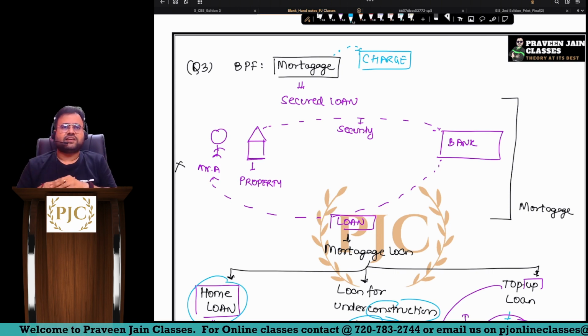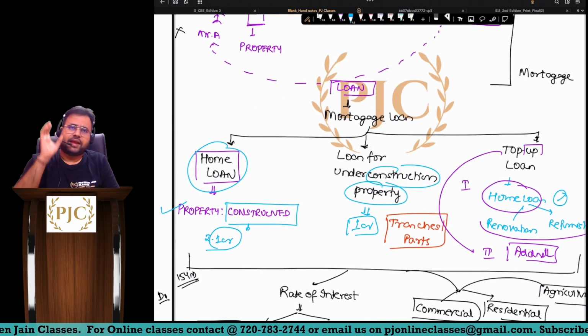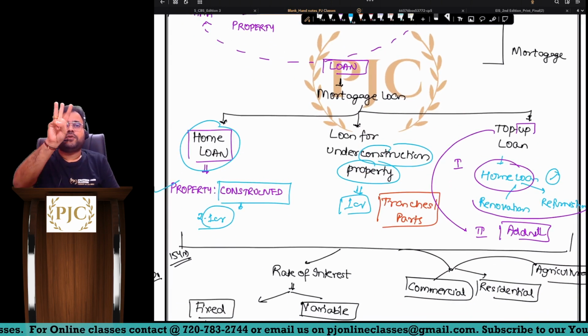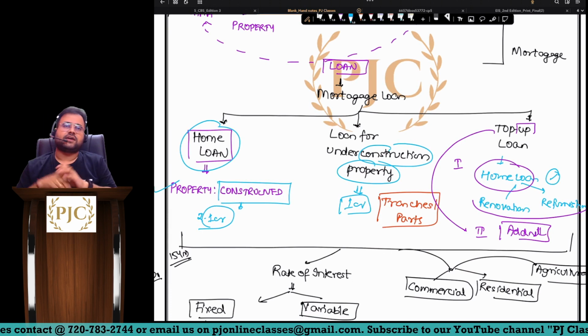So obviously mortgage is a secured loan. Sir, types of mortgage loan. Very, very important question from an exam point of view. So mortgage loan can be of three types, sir. One is your home loan, one is loan for under construction property, and third is top up loan, sir.